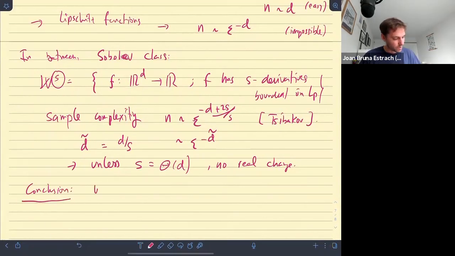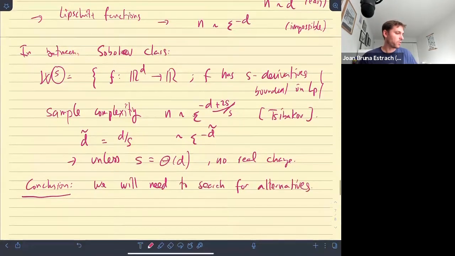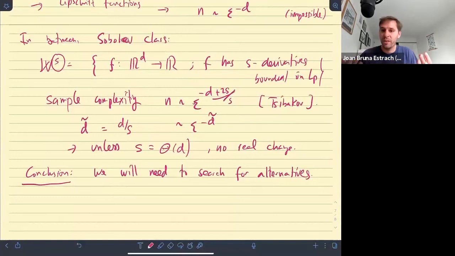So the conclusion here, before making a break, is that we'll need to search for alternatives. In other words, we need to look for different classes of functions, hypotheses that have a better trade-off, where we can hope to learn them with a number of data points that is not exponential, but still have a bit more richness than just the linear structures.